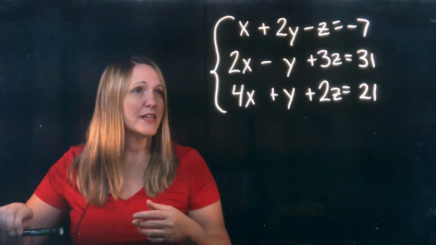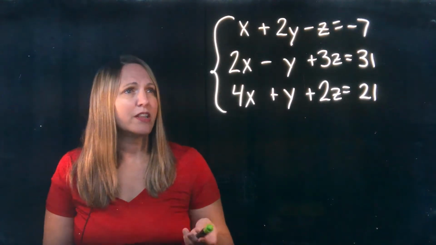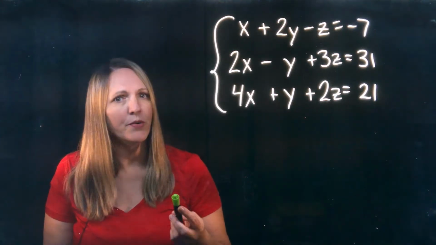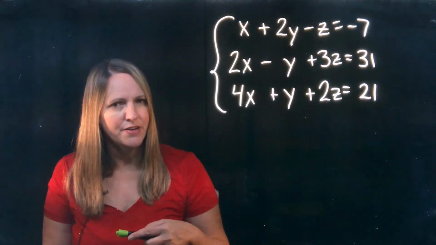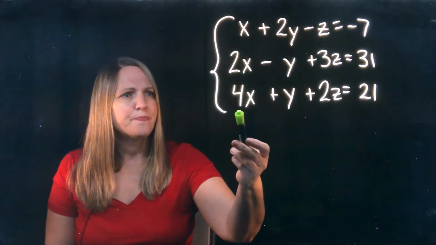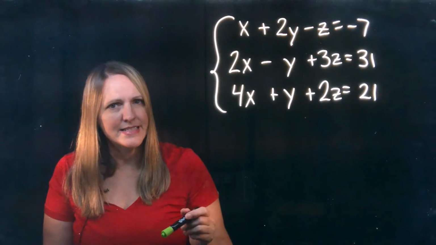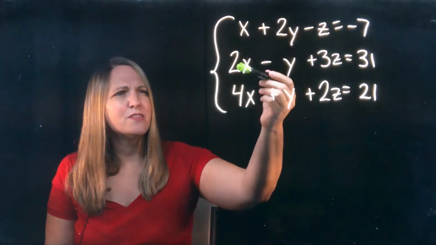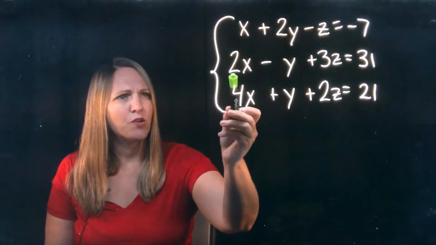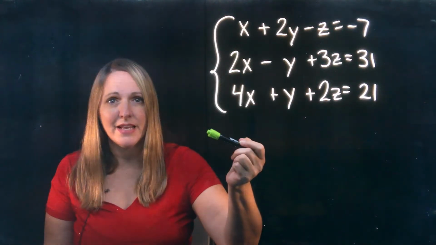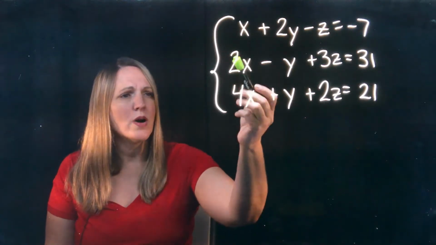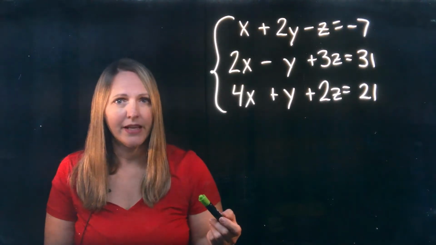When I'm using elimination, what I'm looking for are things that are going to be easy to eliminate when I add or subtract the equations together. When I look at the x's, those are not particularly easy to eliminate because there's no easy way for me to add, for example, equation 1 and equation 2, or equation 2 and 3, or 1 and 3, that would eliminate an x.